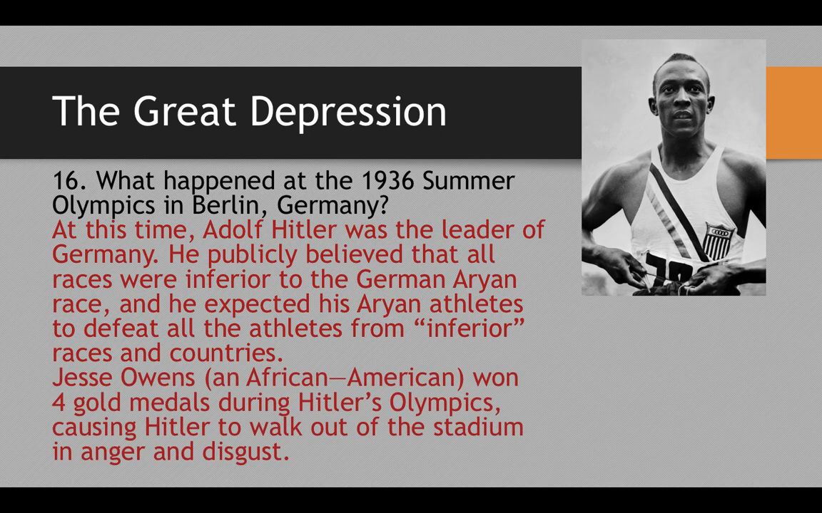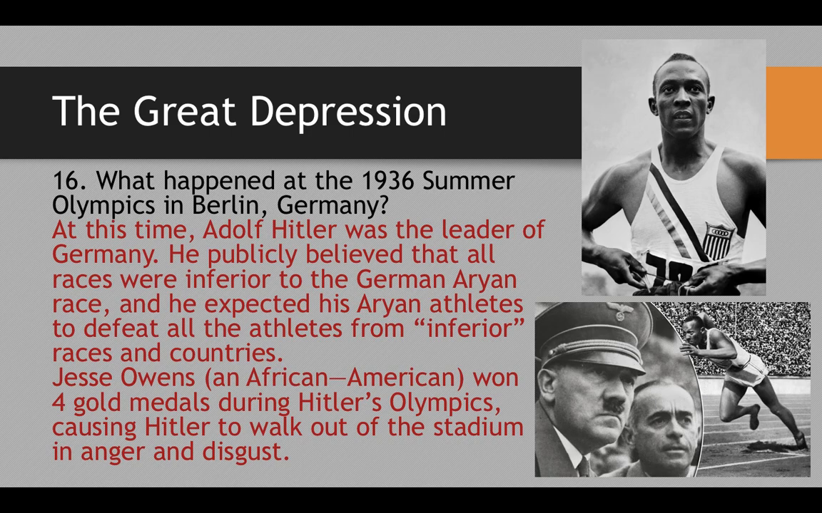But then comes this guy, Jesse Owens, an African American, and he won 4 gold medals during Hitler's Olympics, 4 gold medals in 1 Olympic Games. And Hitler, he actually walked out of the stadium in anger and disgust whenever this happened, because he did not think that ever someone of color could beat an Aryan. All right, so here's actually a picture of Adolf Hitler as he's watching Jesse Owens win and actually beat one of his Aryan athletes there.